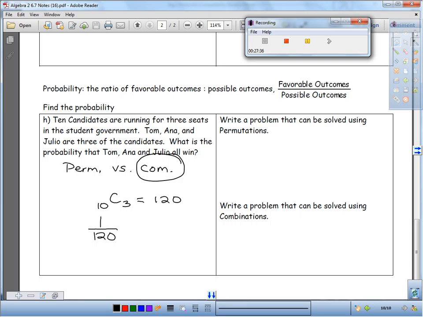Any questions over that? So then we would plug that into our calculators and get about 0.008. I would move my decimal over twice. So the percentage is 0.8%. So it's less than 1% chance. So it's a very small percentage. Does that make sense? We're all good? Okay.